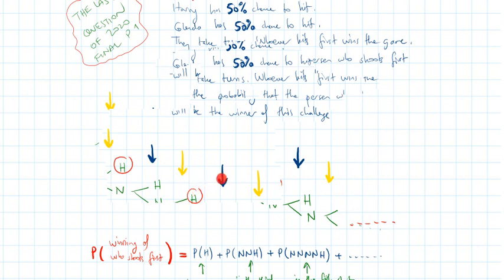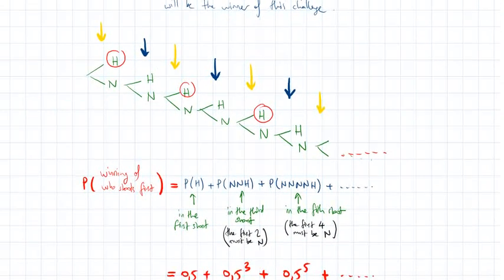Whoever hits, see, we don't have any branches of the tree diagram after H. When it is H, you stop. The game is over, that guy wins. But when it is N, when they couldn't hit, the game carries on. That's why the game can carry on forever.